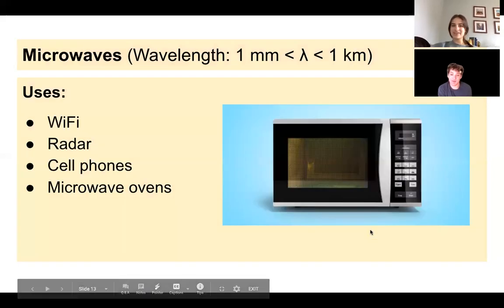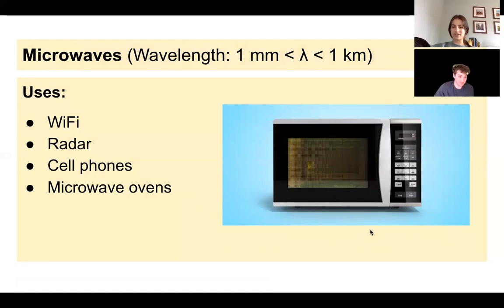Okay. And next we have microwaves, which, as you can see, is pretty self-explanatory, just with microwave ovens. But those are also used in Wi-Fi, radar, and cell phones.